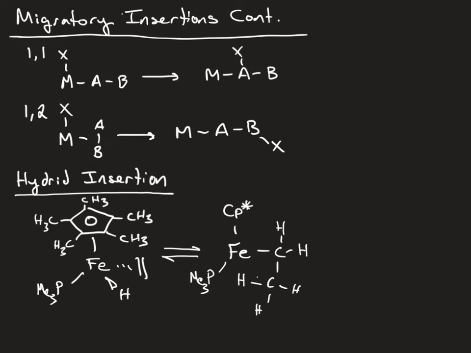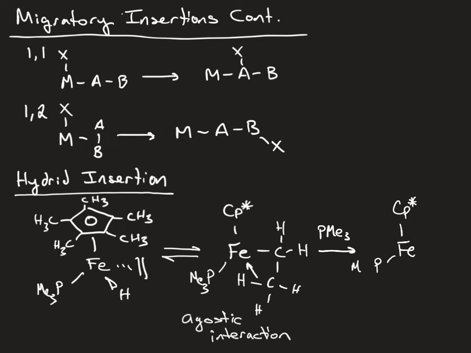And this is bound into the metal center through a so-called agostic interaction, where the electrons in that CH bond are weakly coordinating into that iron center. Upon the addition of another phosphine ligand, you form your final product, where the hydride ends up on that methyl carbon.